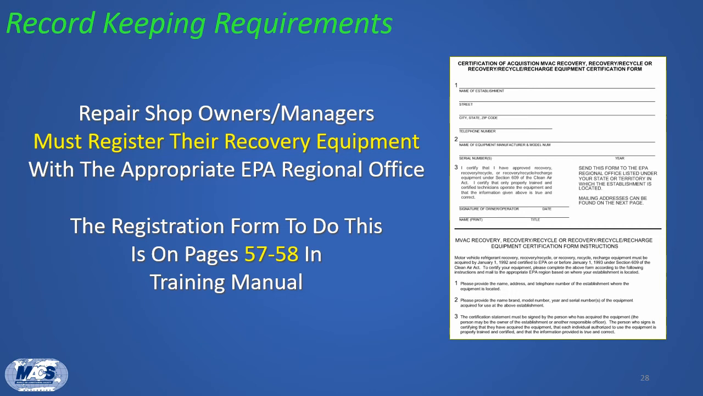whoever's responsible for the equipment, either the owner or the shop manager. Then you have to write down the year, make, model, and serial number of your machine, and you mail it into the appropriate EPA office, depending on where your shop is located. There's no charge to do this, and you only have to do it one time for one machine.